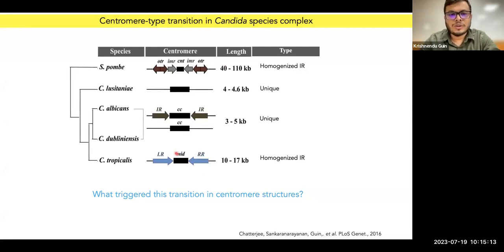And we asked, these two groups of species, Candida albicans and dubliniensis, and we have Candida tropicalis. So how did the centromere diverge so fast, in terms of their sequence as well as the structural elements? And what triggered this transition in centromere structures?